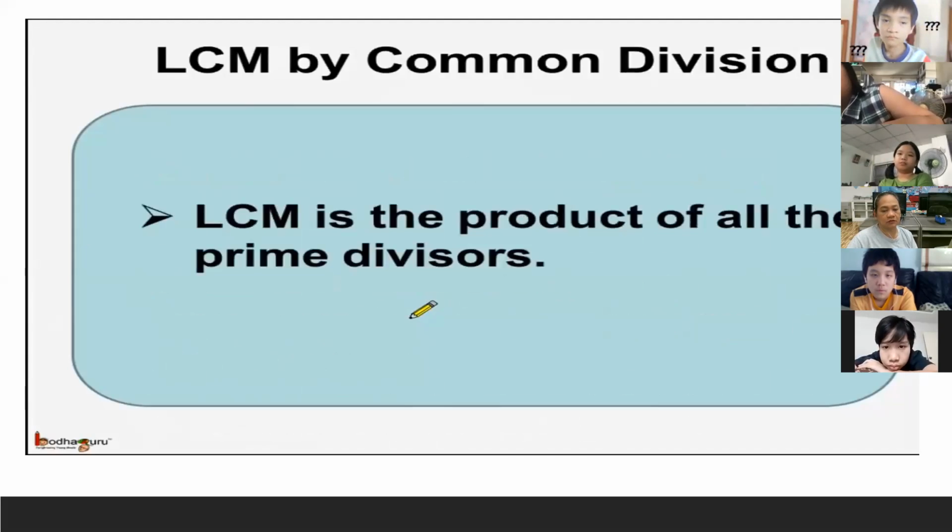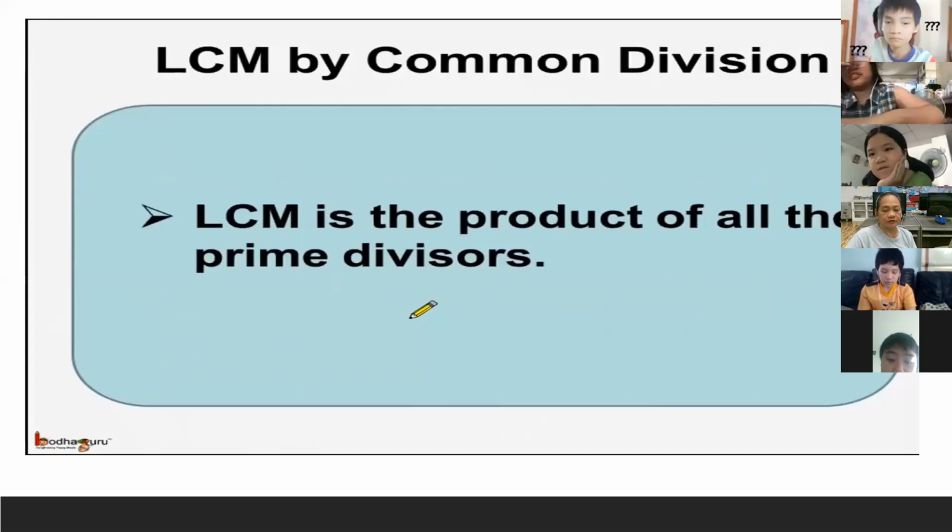Lastly, what is LCM? LCM is the product of all the prime divisors. Now you know how to find LCM by another method which we call the common division method.